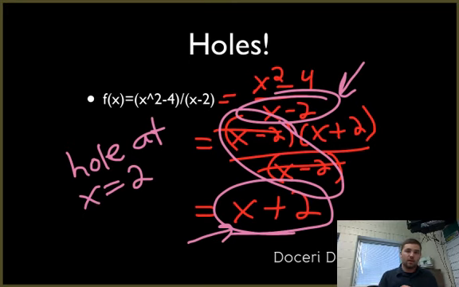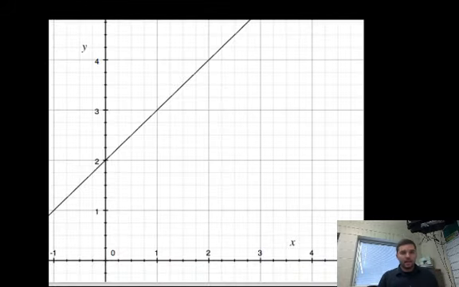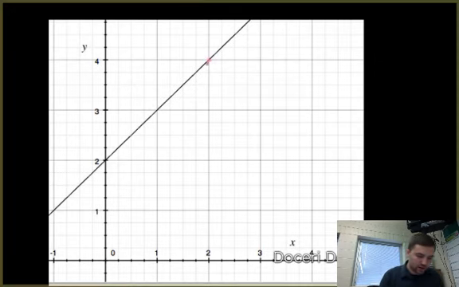So be very careful. Make sure you factor and simplify as far as you can before you go saying that at 2 there's a vertical asymptote. Let's take a look at the picture of the graph. I love this graph because at x equals 2, we're looking right here at x equals 2.